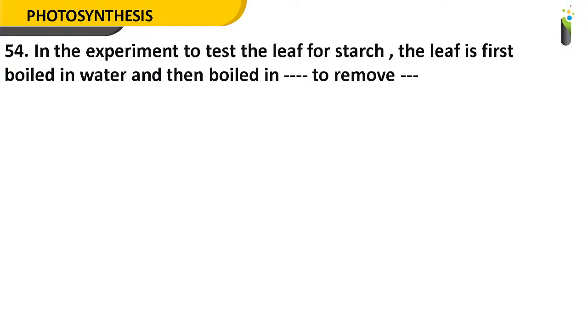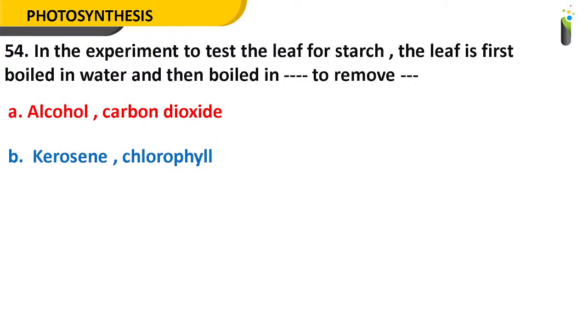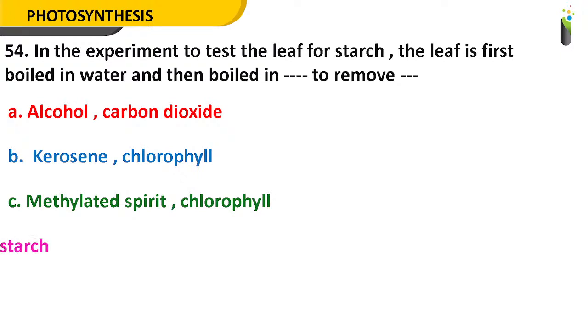Question number 54. In the experiment to test the leaf for starch, the leaf is first boiled in water and then boiled in dash to remove dash. We already had talked about it is boiled in water to kill the cells, but after that, it is boiled in dash to remove dash. And your options are A. Alcohol, carbon dioxide. B. Kerosene, chlorophyll. C. Methylated spirit, chlorophyll. D. Methylated spirit, starch. So what should be the answer for this question?